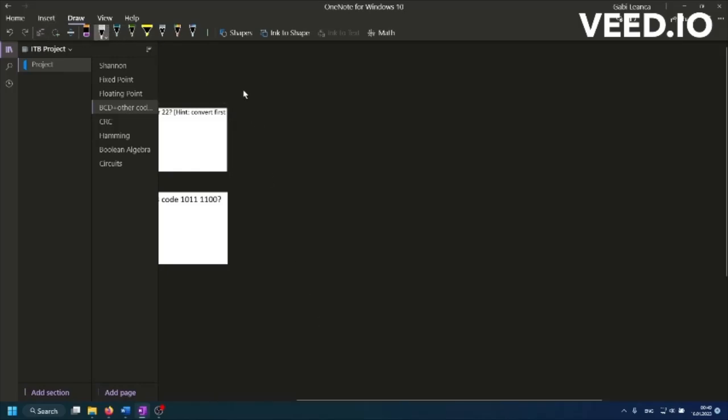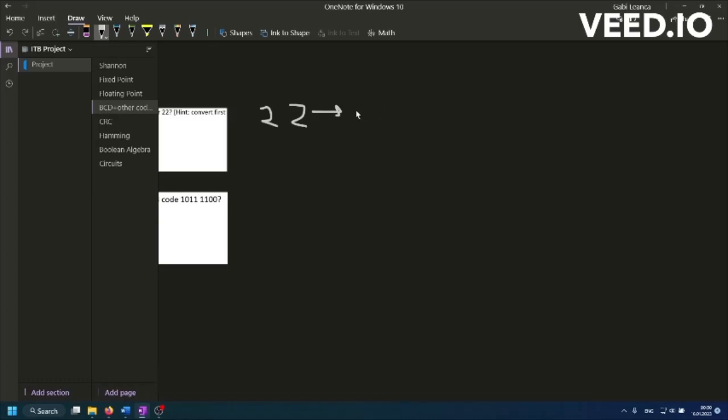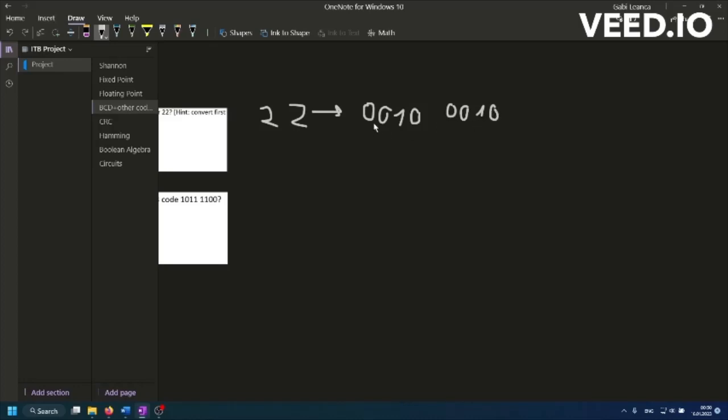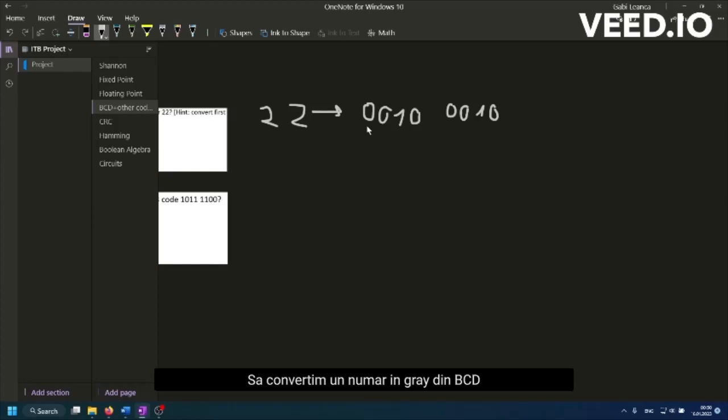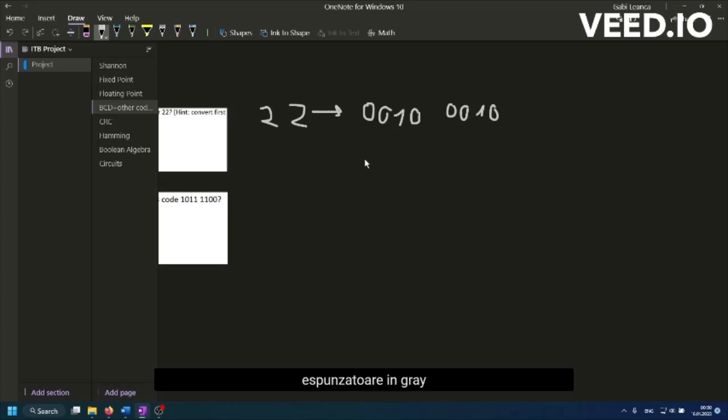So we have 22 in decimal. We first have to convert it to BCD. That would be 0 0 1 0, 0 0 1 0. To convert a number to gray code from BCD, we have to sum up every digit with the one before it to get the corresponding digit in gray code. For the first digit, we imagine that there is another zero in front of it.